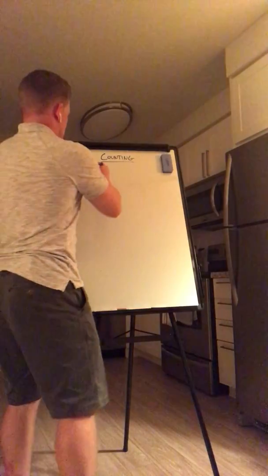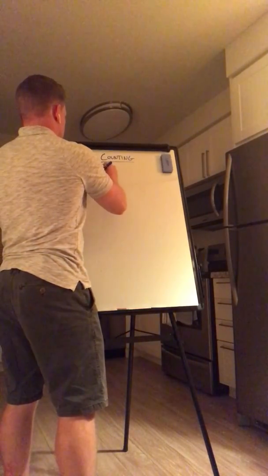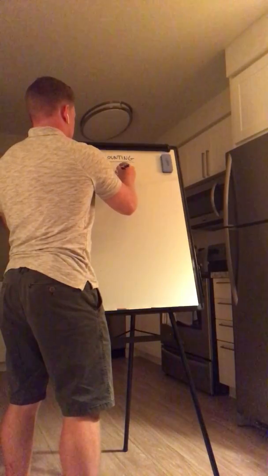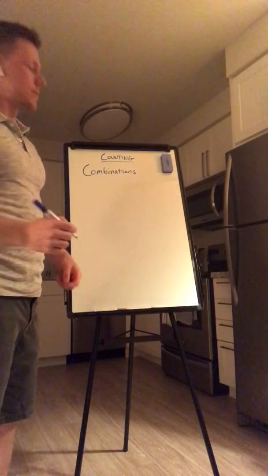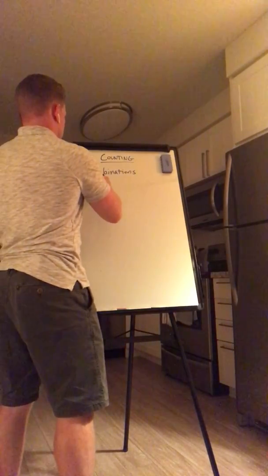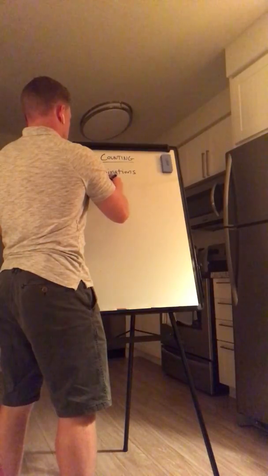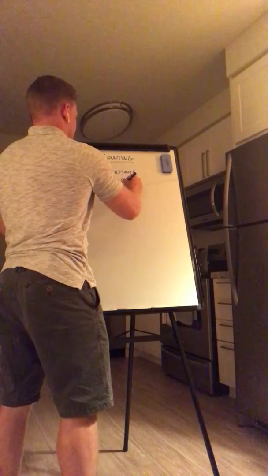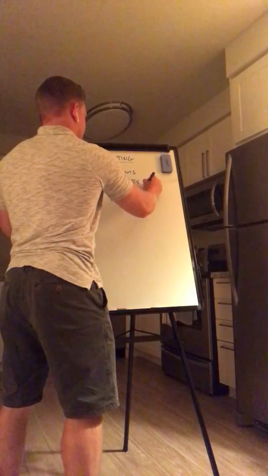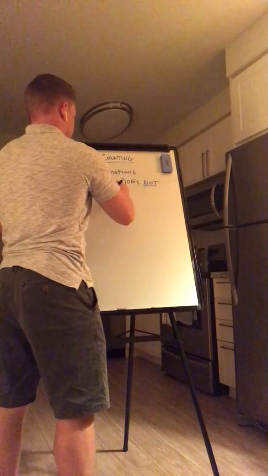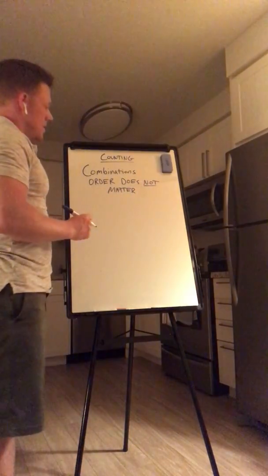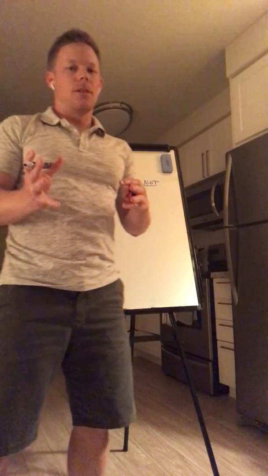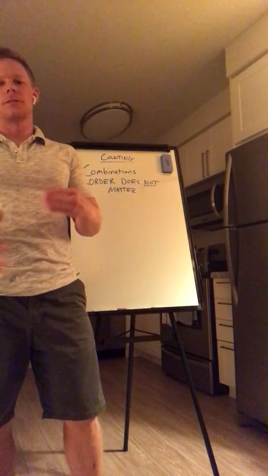Where order does not matter, we're talking about something called combinations. This is the other type of counting, and we're going to say order does not matter. So if you think through this, let's just use the same example where we have our 4 magnets.